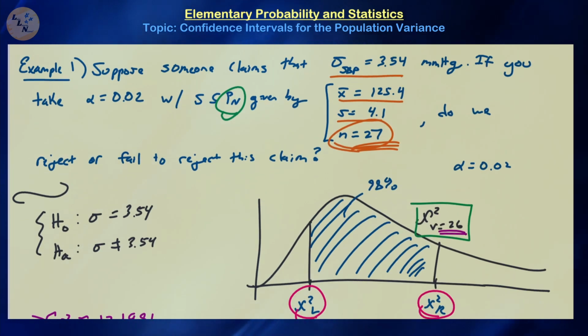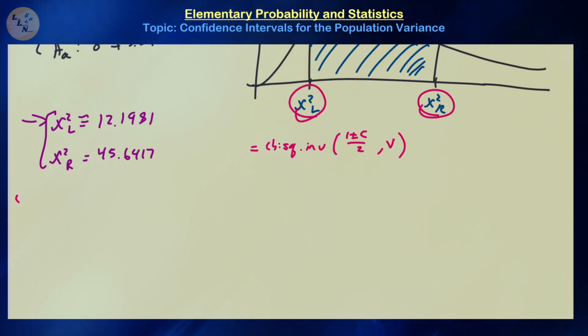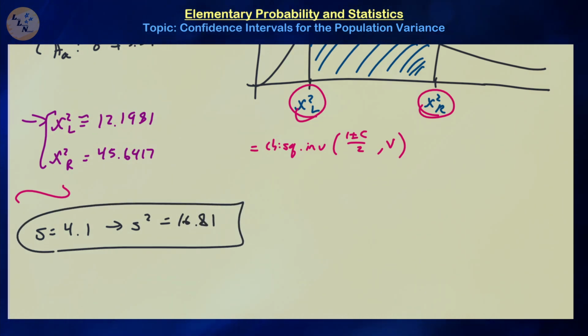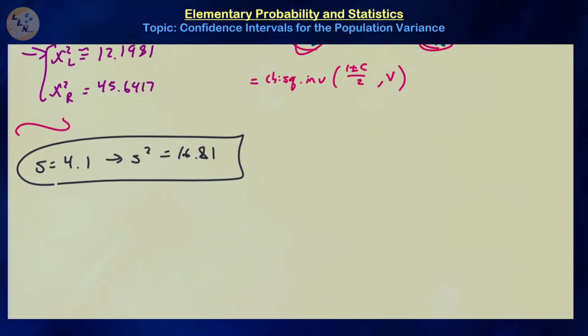Keep in mind that if S is 4.1, we should be able to find our variance. S equals 4.1 gives us S squared of 16.81. If you want to find the confidence interval for the variance, you easily can do so using this variance formula. But we're just going for the standard deviation. We have a representation for that, so we can get it directly.